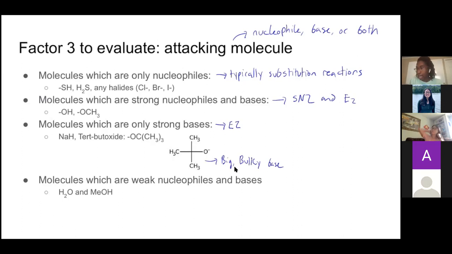Alrighty. And then we have molecules that are weak nucleophiles and bases. You probably recognize by now water and methanol, which are featured in solvolysis reactions a lot because they are polar protic solvents. Solvolysis reactions generally do SN1 and E1 reactions just because the molecules are specifically weak nucleophiles and bases. Are there any questions?